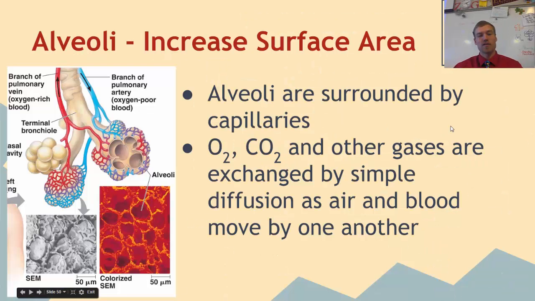So as the air gets pushed down into the lungs, or rather pulled down into the lungs, the air fills up these little cavities known as alveoli. And the whole point of alveoli is to increase surface area. The alveoli are surrounded by capillaries. So as the oxygen-rich air fills these alveoli, they're surrounded by all these capillaries. O2, CO2, and other gases are exchanged by diffusion, as the air and the blood move past one another. You can see here the alveoli with all the little capillaries surrounding the outside, and you can see those under a scanning electron microscope here.